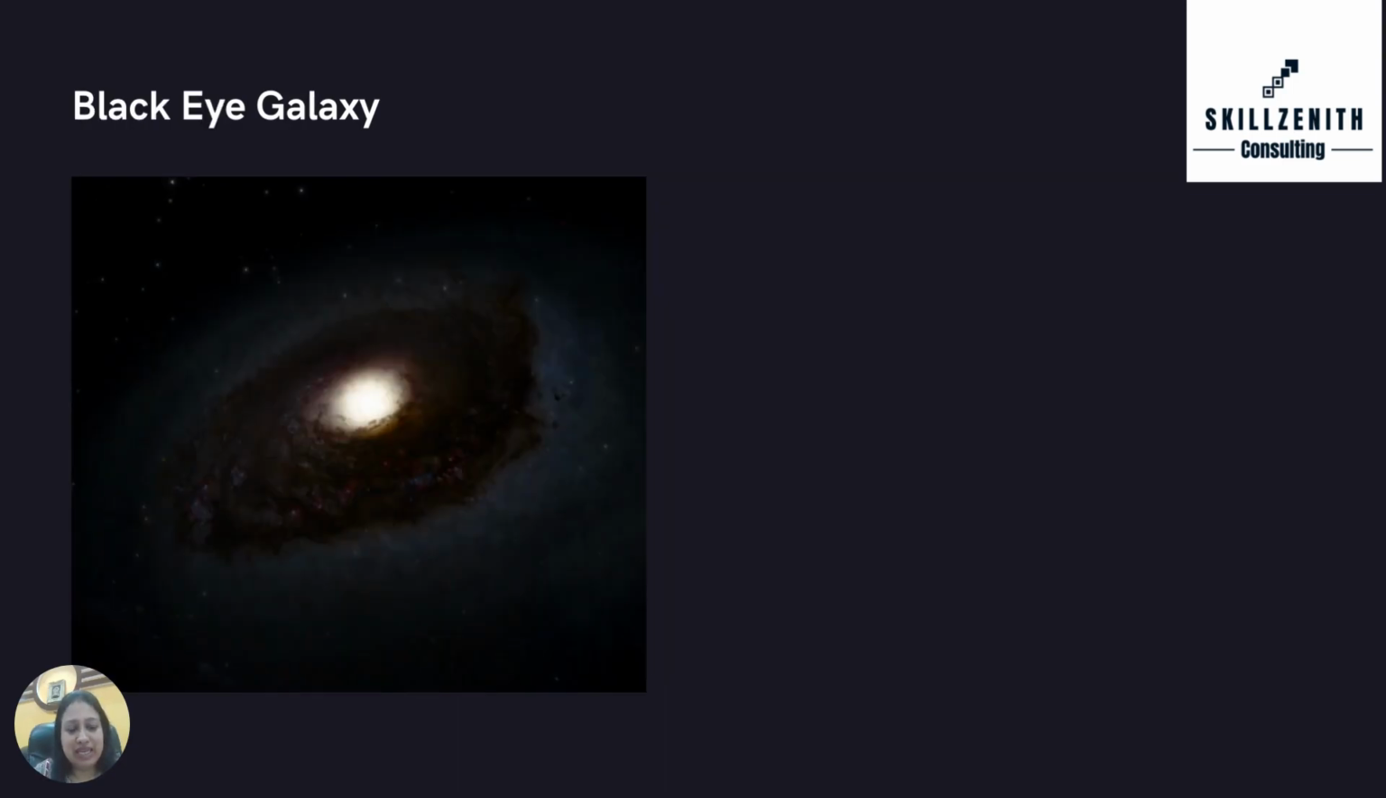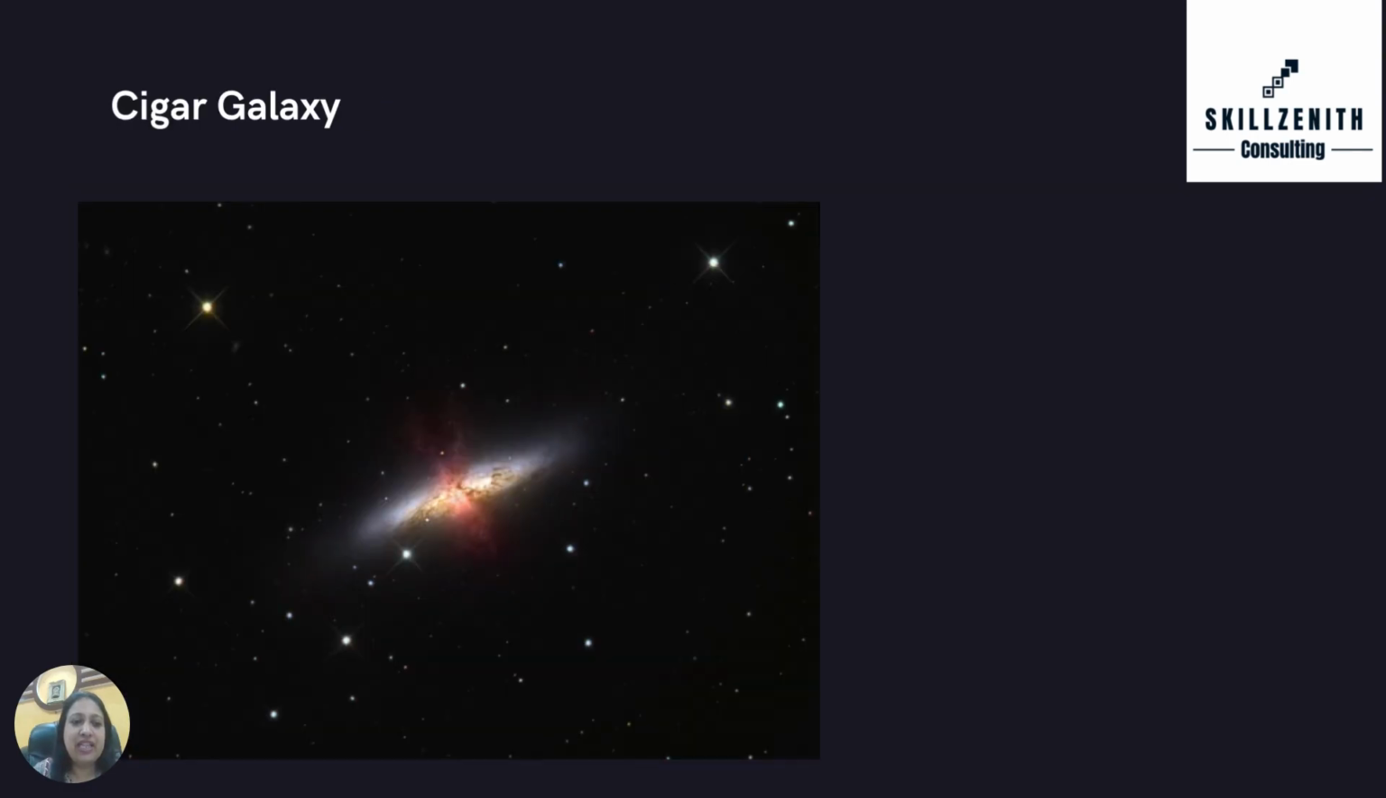And then you have Black Eye Galaxy. This also looks like an eye in the space, right? So it is named Black Eye Galaxy. And then you have Cigar Galaxy. See, this is Cigar Galaxy. This is not there in your textbook. This is some extra information that I've provided so that it becomes interesting for you all. I hope you enjoyed looking at all these pictures and you'll do some more homework about other galaxies.